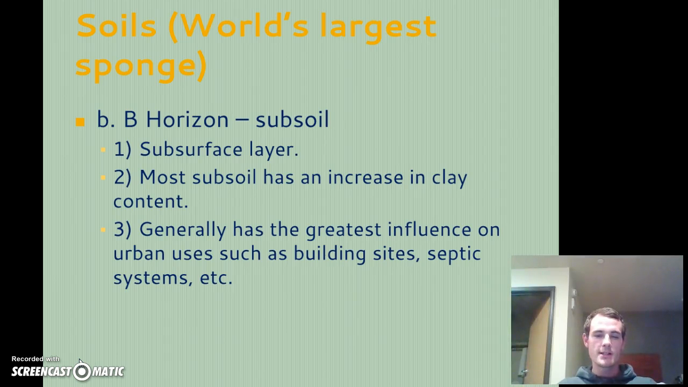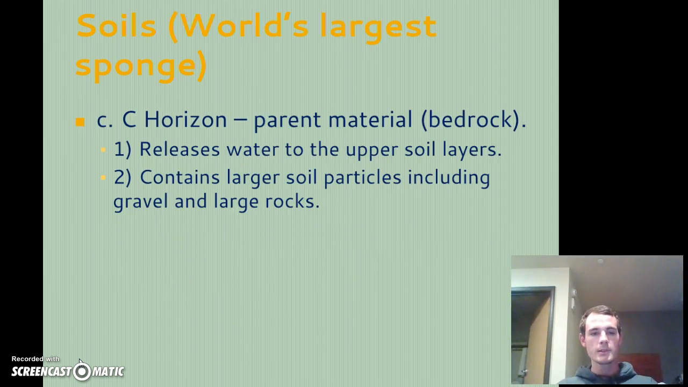It generally has the greatest influence on urban uses such as building sites, because when you build a house or a building, you get rid of that topsoil layer, the A horizon, and you go right to the clayish, harder subsurface area, and you put the foundation of that building on that. There's a C horizon. The C horizon is made up of parent material. This is bedrock. It releases water to the upper soil layers. And it contains larger soil particles, including gravel and larger rocks. It also may have a higher clay content and is usually harder soil to dig in.